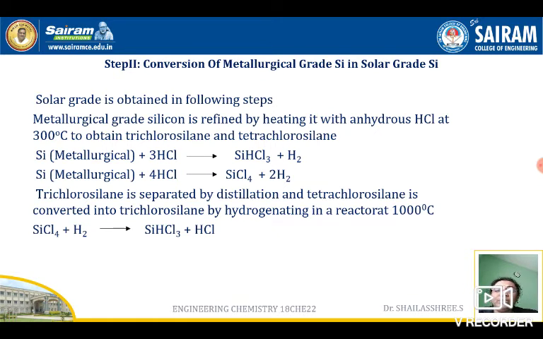Okay, SiCl4 is heated with hydrogen gas at a temperature of around 1000 degrees. Then only we will be getting a trichlorosilane. Here the reaction is very simple. You have to remember, adding hydrogen directly to the silicon is very difficult. Substitution is taking place here.